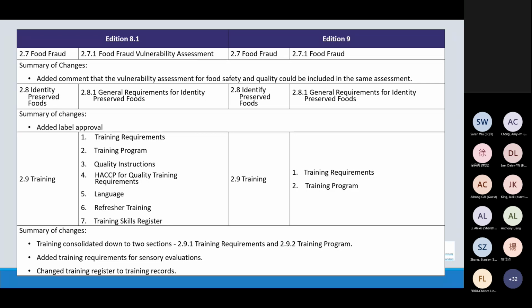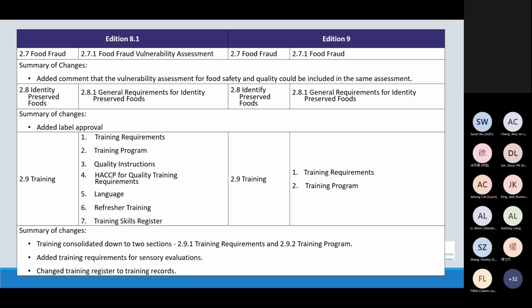And we've added label approval into the requirements for identity preserved foods as well. So where a site has identity preserved foods, which again is organic or kosher or halal, or any such branding as identity preserved, then label approval must be included within the requirements. And then 2.9, training, consolidated down into two sections. And we've added training requirements for sensory evaluation, and there's a change from training register to training records.